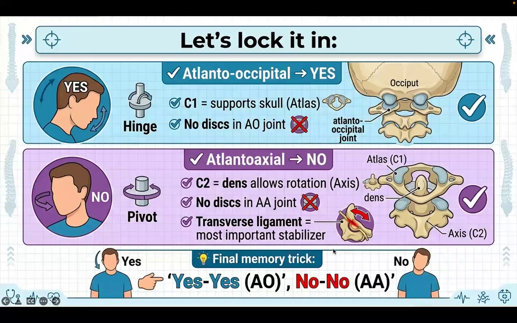Let's lock it in. Atlanto-occipital joint, yes joint. Atlantoaxial joint, no joint. C1 supports the skull. C2, the dens, allows rotation. No intervertebral disc in either joint. The transverse ligament is the most important stabilizer.